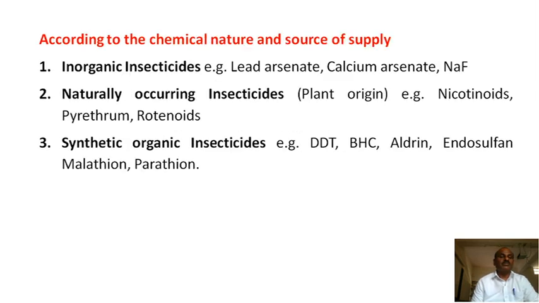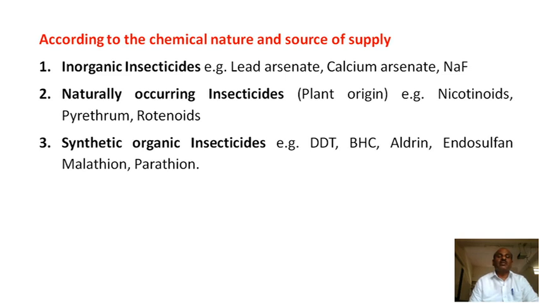You remember, according to chemical nature, there are inorganic insecticides such as lead arsenate and calcium arsenate. Naturally occurring insecticides include nicotinoids and pyrethrum. These are types of pesticide that are naturally present. Some are synthetic organic insecticides: BHC, aldrin, endosulfan, methane, parathion. These are some of the types.